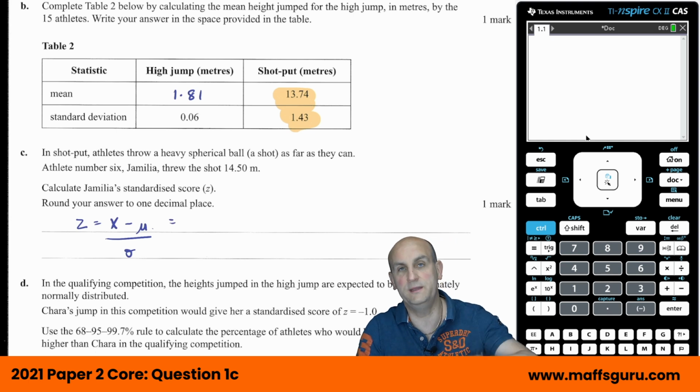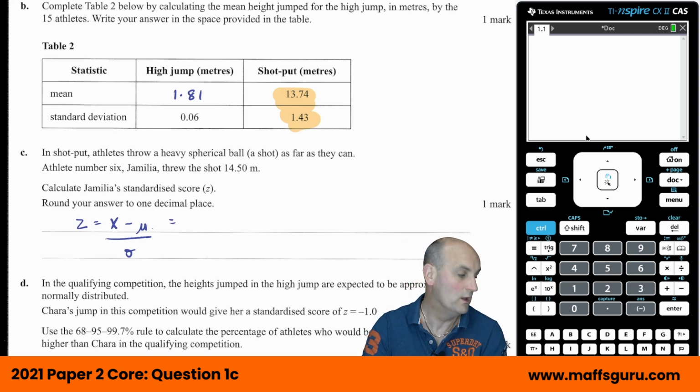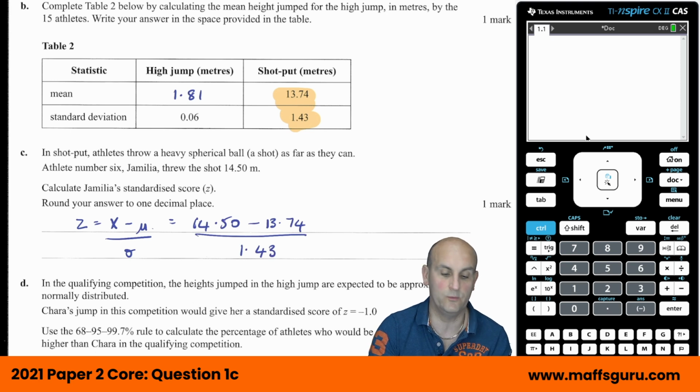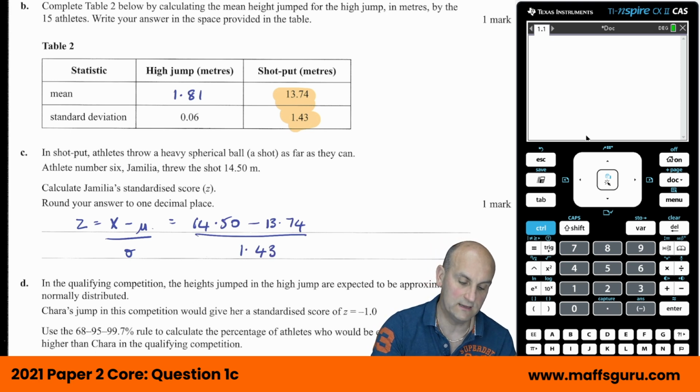So we needed to know the mean and the standard deviation for the shot put. Well, we were told it was 14.50. I'm going to take away the mean, which was 13.74, and divide that by 1.43. Now again, because it wanted the answer rounded to 1 decimal place, and again, be very careful there, we worked out on my CAS calculator that came to be 0.5.